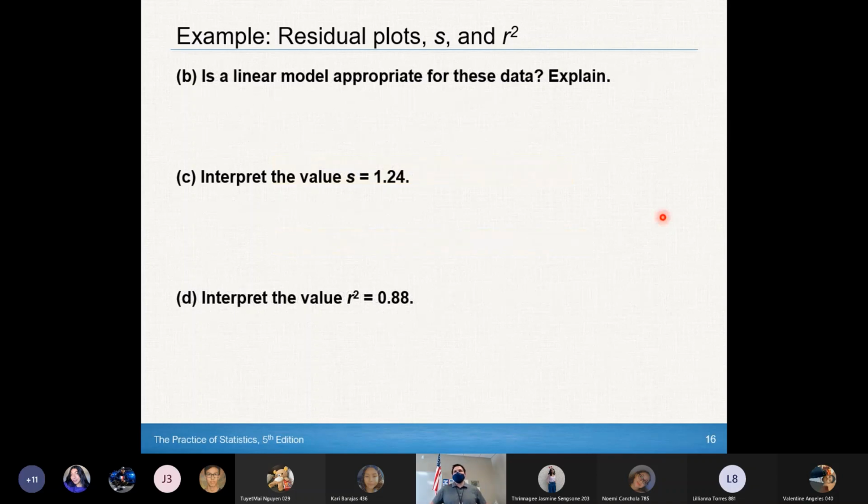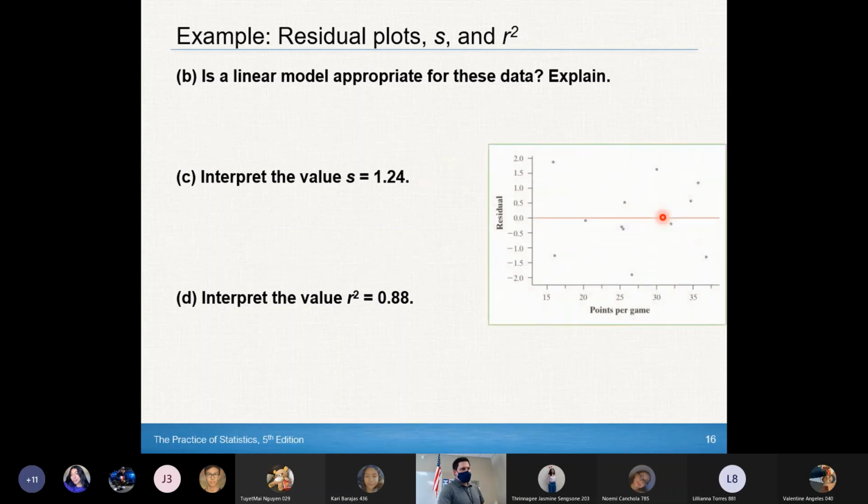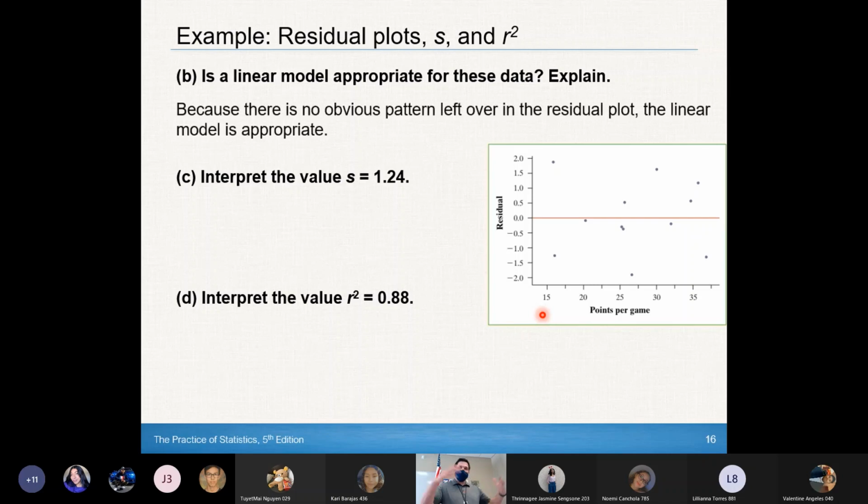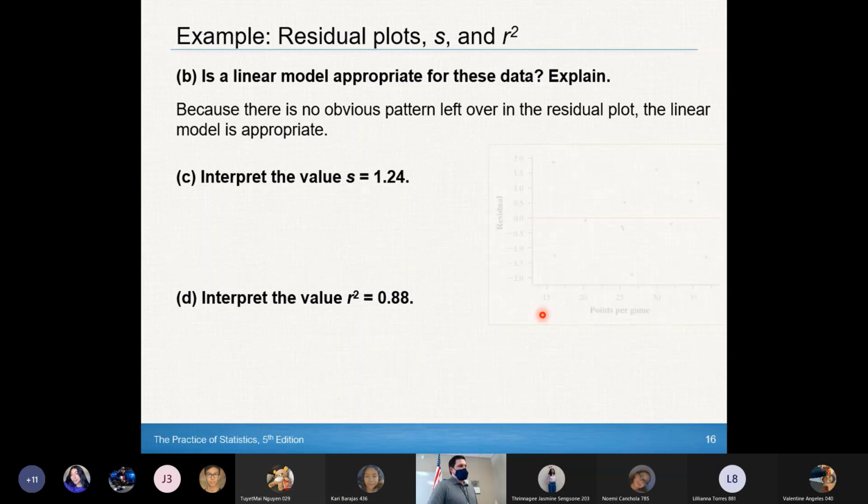B, is a linear model appropriate for these data? So we're going to look at the residual plot. We don't see any apparent pattern in the residuals. And relatively, everything is within about 2 of the line, so it's not terribly spread out. Because there is no obvious pattern left over in the residual plot, a linear model is appropriate. Right? That's good. That's all we need. There's no pattern. We're good.